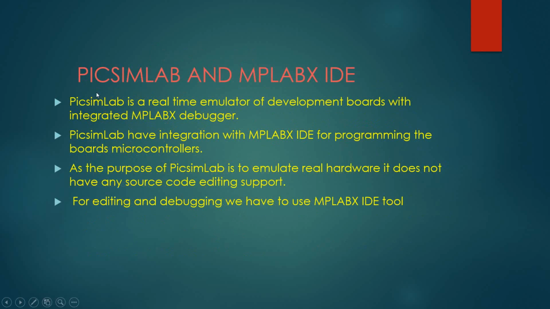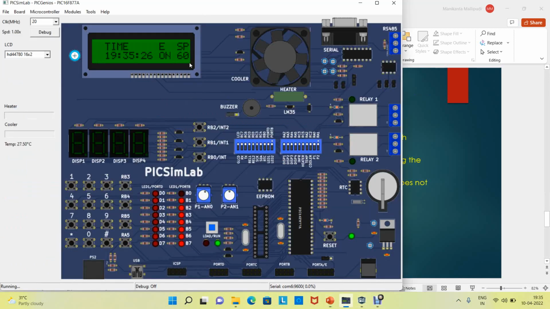And then let's discuss the tools or software which I used in this project. Those tools are PicSimLab and MPLAB X IDE. PicSimLab is a real-time emulator of development boards. Let us see the software. This is the PicSimLab software which I used for this project. In PicSimLab, we have different types of boards. We need to select any board which we want, and we have to select any microcontroller with which we want to do a project.